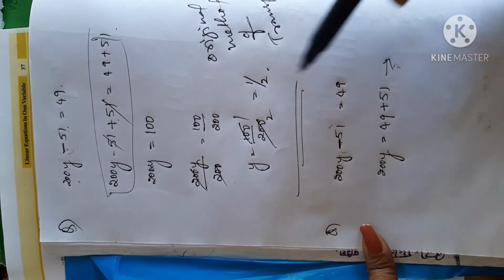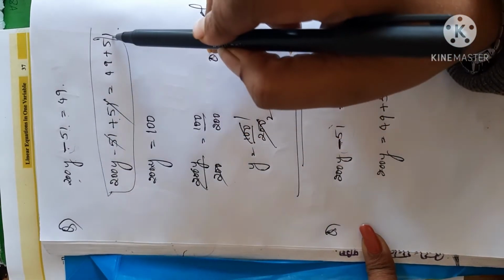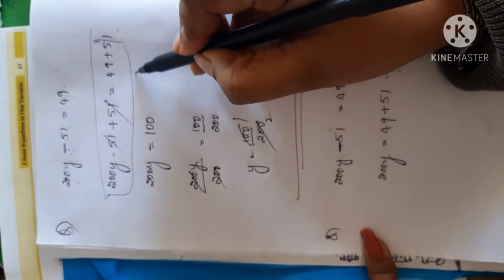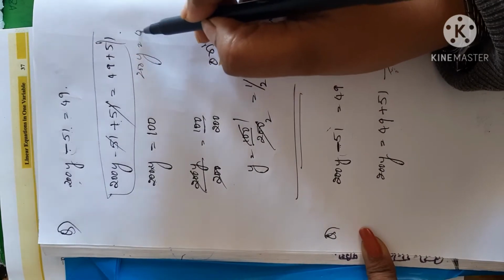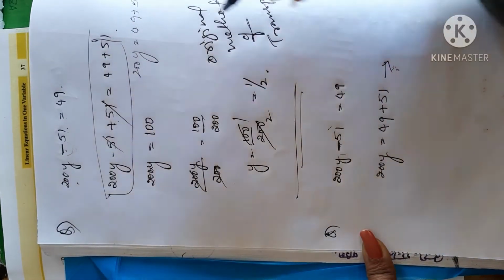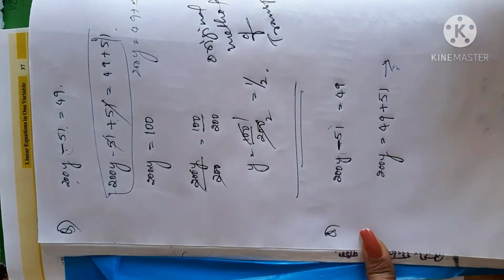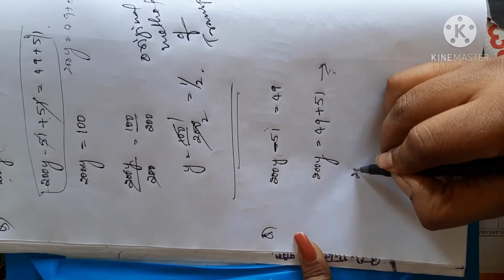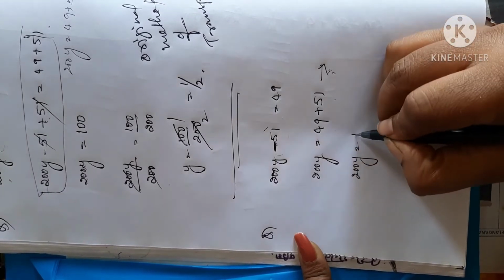How this step comes: when you are adding 51 on both the sides, these two become 0, and 200y equals 49 plus 51. Directly, instead of adding this, we said that in the process of transposing, minus will become plus. Okay. Now 200y equals 100.